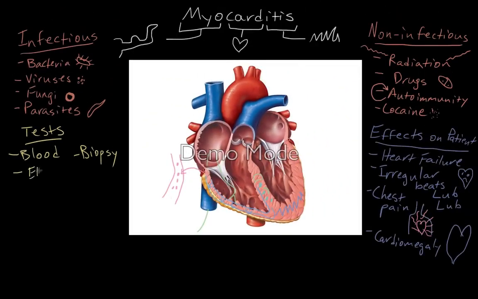Next, we can use an EKG, which is the machine that you commonly hear going beep, beep, beep, and it's detecting the electrical signals in the heart to make sure that everything's okay with the electrical conduction system. And lastly, we can use imaging to look at the heart. And in this case, we use MRI, which uses magnetic rays, and we use ultrasound, which uses sound waves, to take a picture of the heart and check whether it's dilated or inflamed.